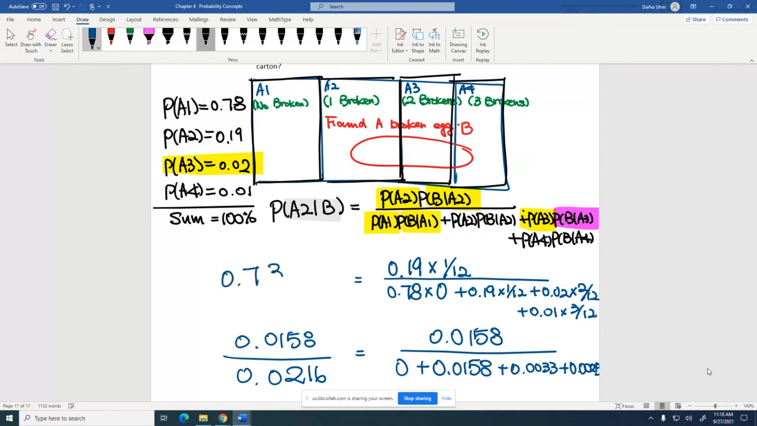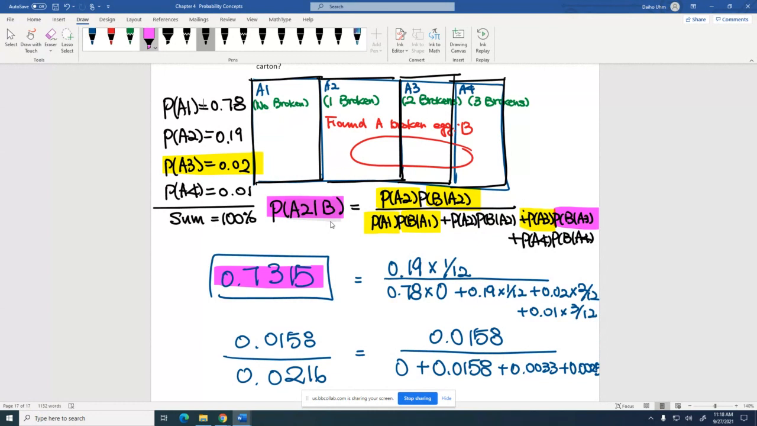That is 0.7315. That is the final probability. What? When I check after I paid, I found a broken egg, 73.15%, it could be the only one broken egg.